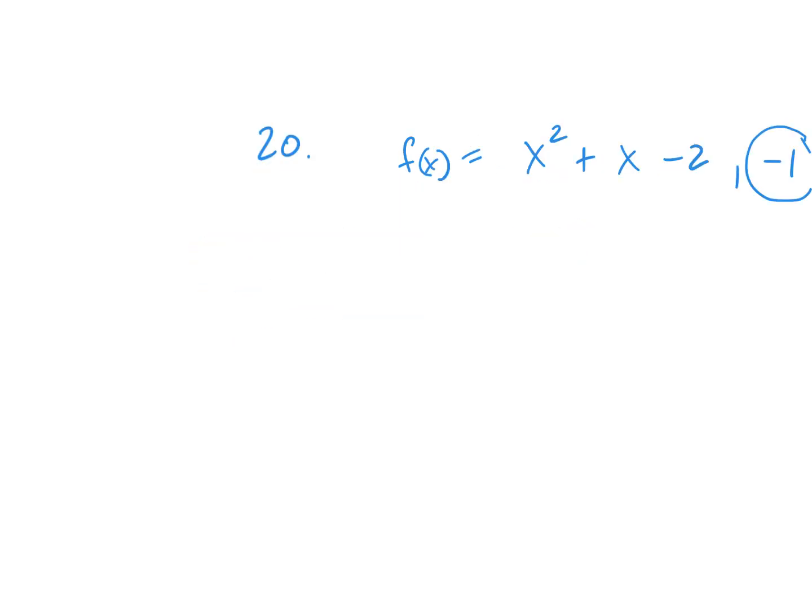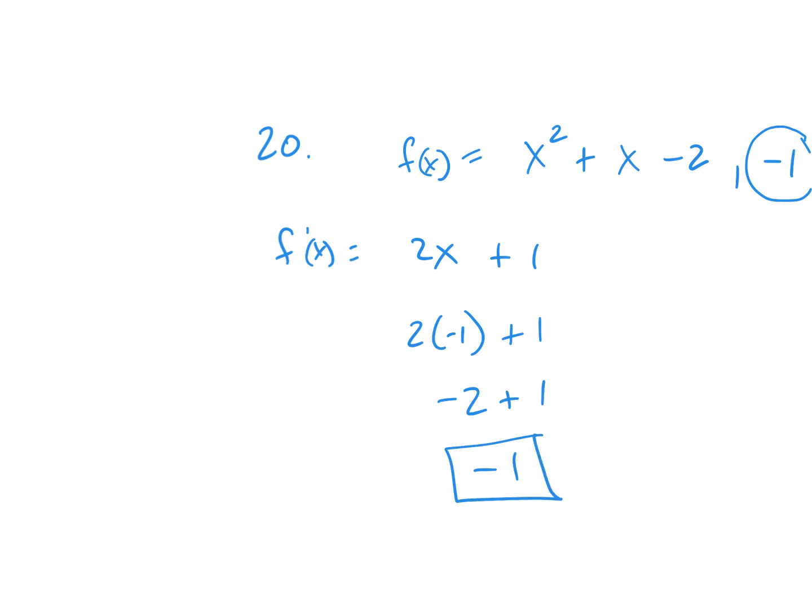So to find the rate of change at that negative 1 point, we first need to find the derivative. So first we find f prime of x, which would be 2x plus 1. Everybody agree with that? And then we plug in the negative 1. So 2 times negative 1 plus 1 is negative 2 plus 1, which is negative 1. So the rate of change at that point is negative 1.